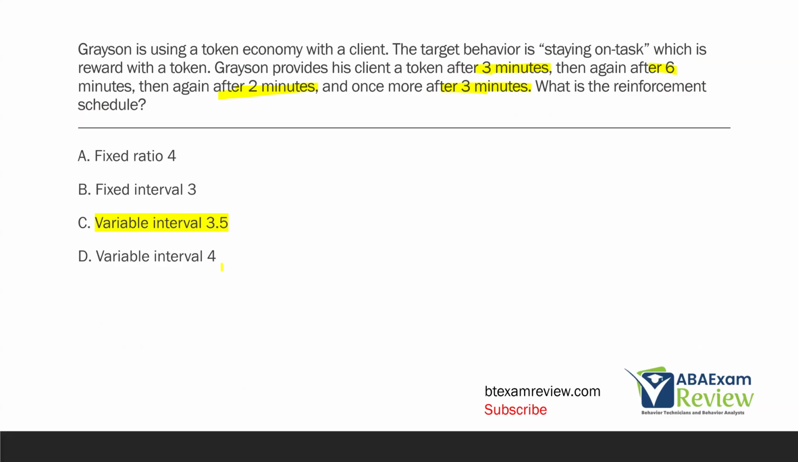Very straightforward as long as you work at it. And as long as you can find an average, then the variable schedule questions are, again, pretty straightforward. You know it's variable, you know it's an interval. Now we just find the average, and that gives us our full, complete answer.